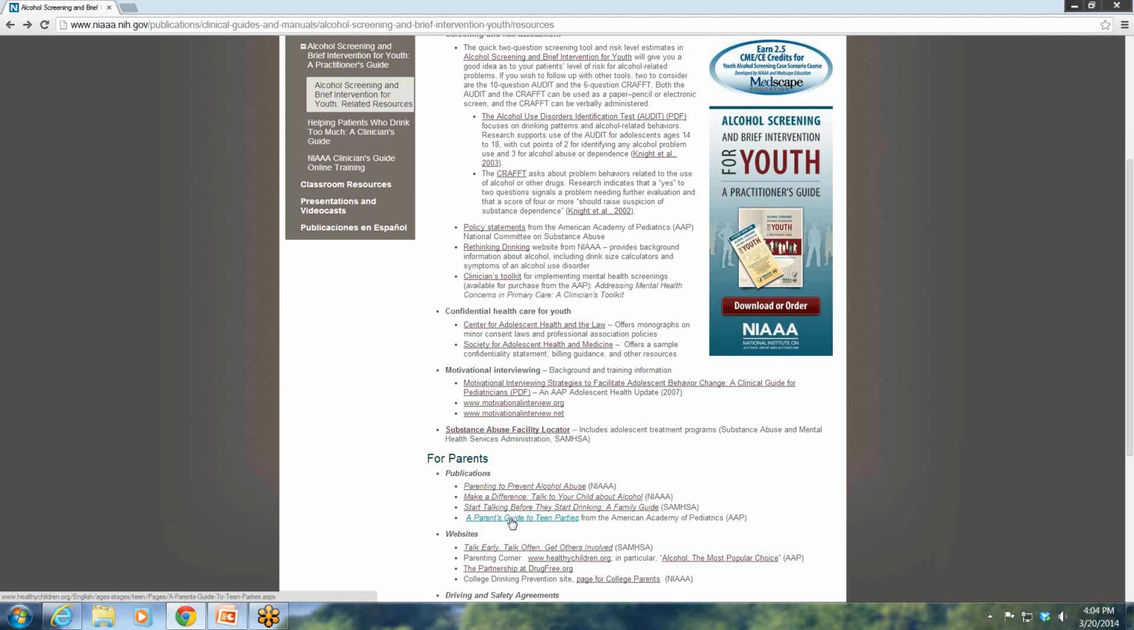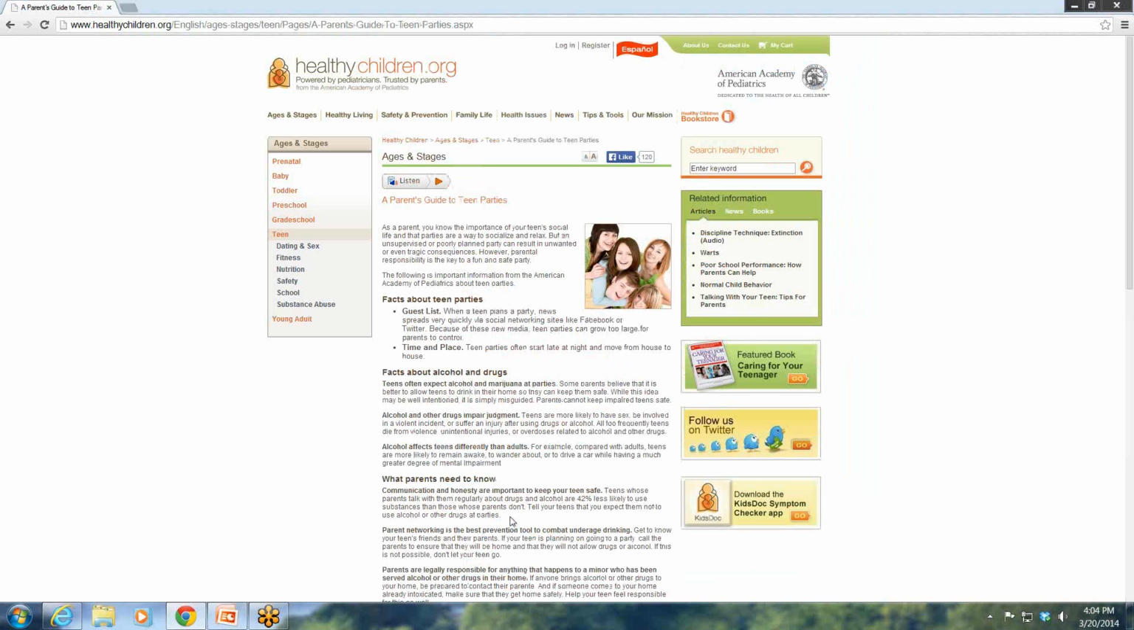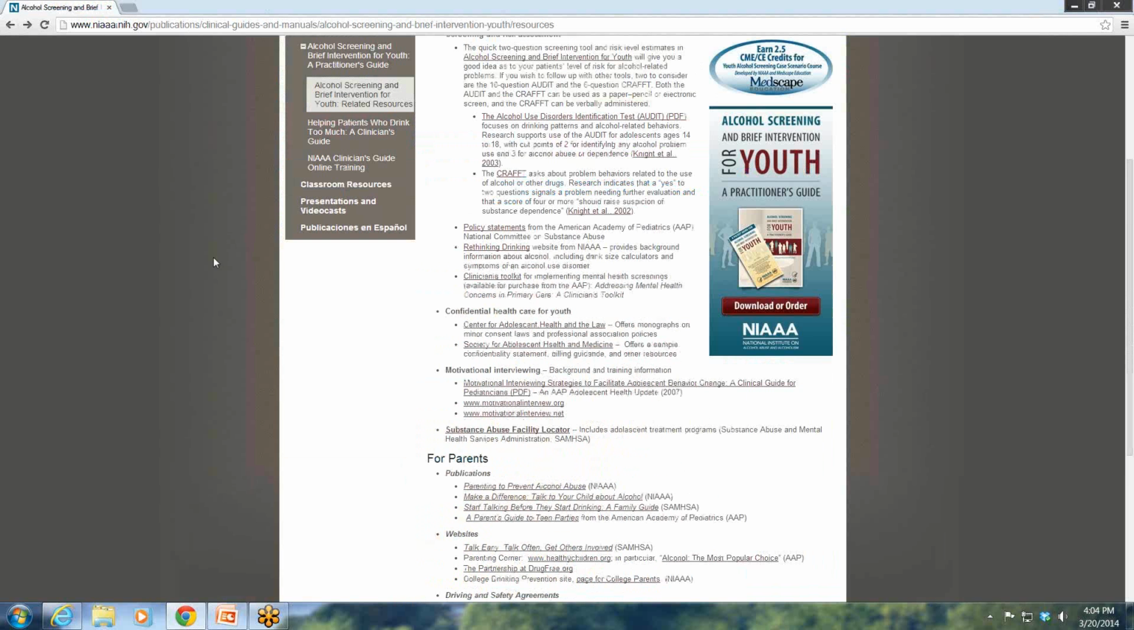There's also information for parents. For instance, here's a parent's guide to teen parties, which gives good information to parents about how teen parties can be dangerous at times and things to look out for, as well as how to organize a teen party that can be safe, and you can be confident perhaps that no drinking will be taking place. And it's important to know that parents need to be aware of how they might be held responsible for things that might go wrong in a teen party. So this is a good resource for parents.